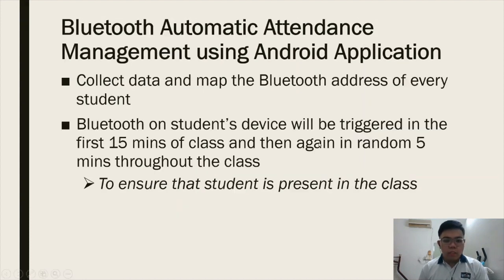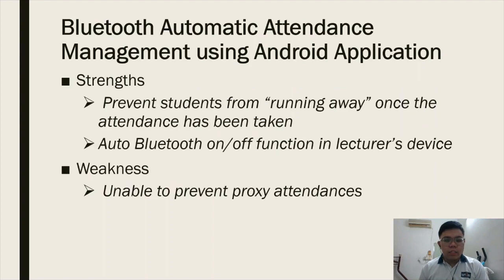This is the second system that we reviewed, which uses Bluetooth to record attendance. The Bluetooth on students' devices will be triggered in the first 15 minutes of the class and then again in random 5 minutes throughout the class to ensure that students are actually in the class. This is one of its strengths as it prevents students from running away once the attendance has been recorded.